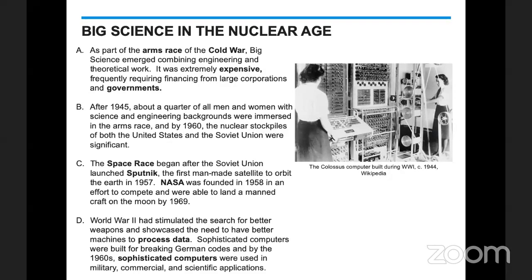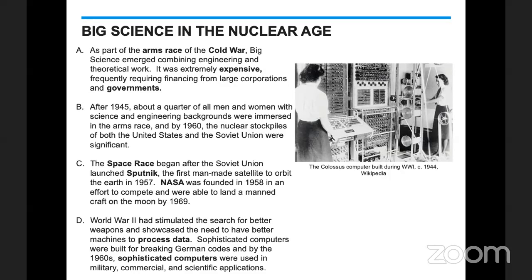And as part of the arms race of the Cold War, this competition that the two sides are going to have to continue to outdo each other, big science is going to emerge. It's going to combine engineering and theoretical work. It's extremely expensive. And so we often see it financed by large corporations, and governments will finance this work to try to build up their arms stock and to create more sophisticated and destructive weapons.